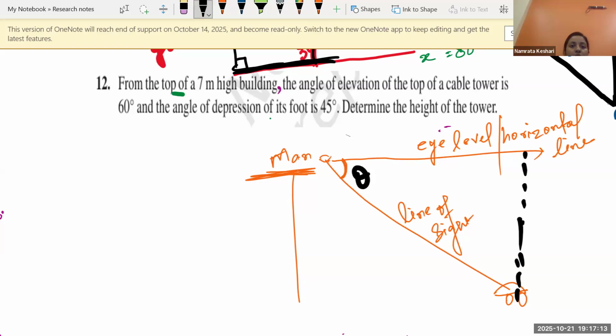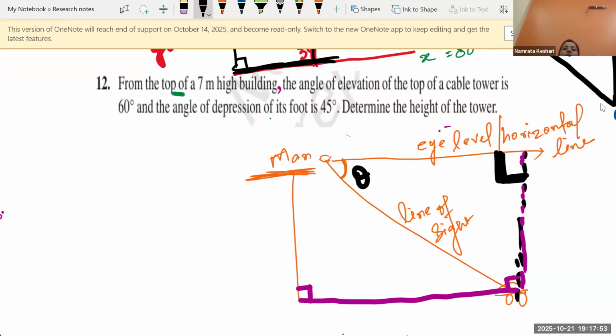You already understand that this eye level must be parallel to the ground level. Yes or no? Yes, ma'am. If it is parallel to the ground level, then here is 90 degrees. If I draw a straight vertical line, it must be 90 degrees over there, and due to that, here also we get 90 degrees. Here, this bold black colored angle, can you see? 90 degrees.